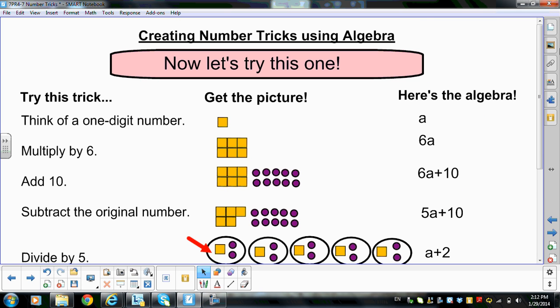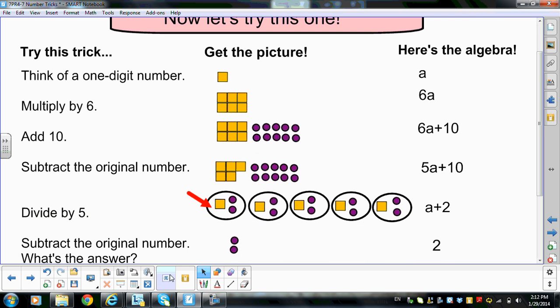We're going to try one more here. So creating number tricks using algebra. So what I'm going to do is I'm going to pick a different number. So I'm going to go with 10 this time. I know, oh, think of a one-digit number. So let's go with 9. So my number this time, and the number in algebra, it doesn't always have to be n, which stands for number.